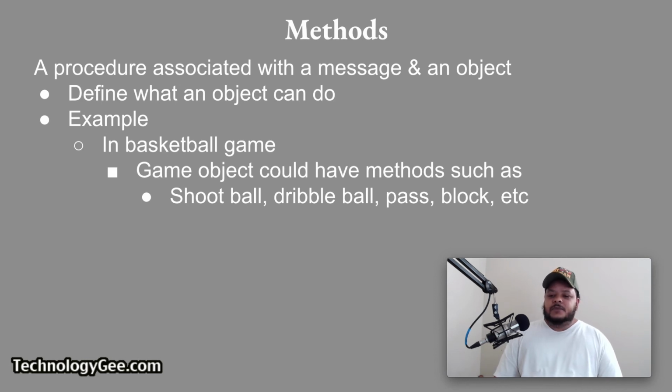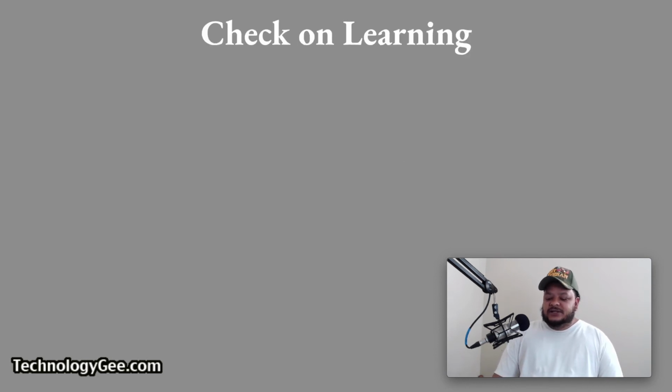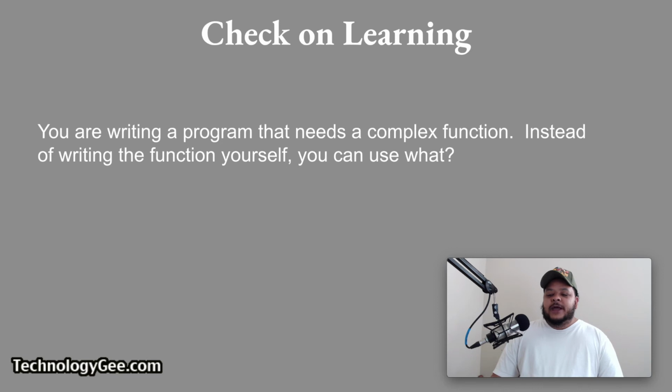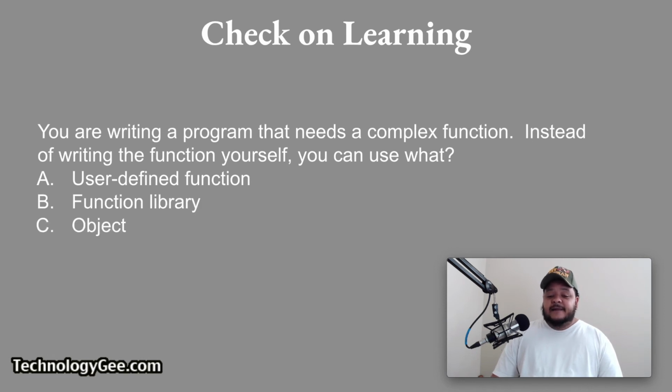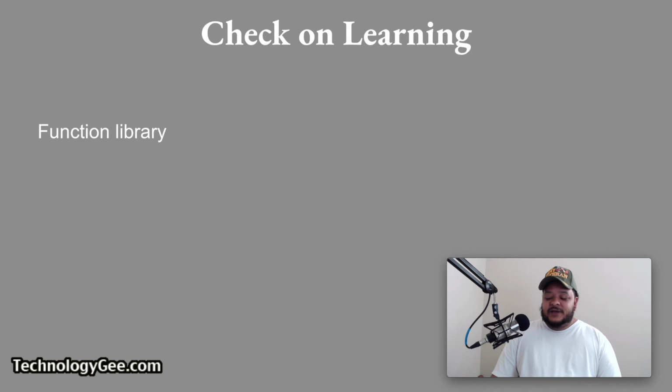All right. So that's our quick class on this. So let's go ahead and do some check on learning, shall we? The first question is, you are writing a program that needs a complex function. Instead of writing the function yourself, you can use what? Would it be user-defined function, function library, object, or property? The answer is function library. A function library is essentially a library that stores a bunch of predefined functions, so you don't have to sit here and rewrite these things from scratch every single time.